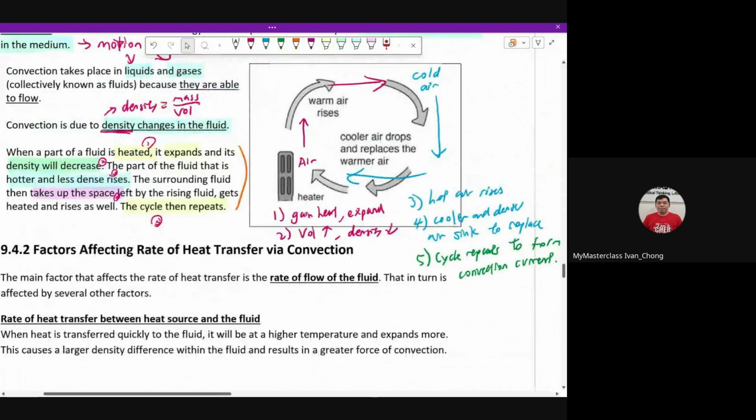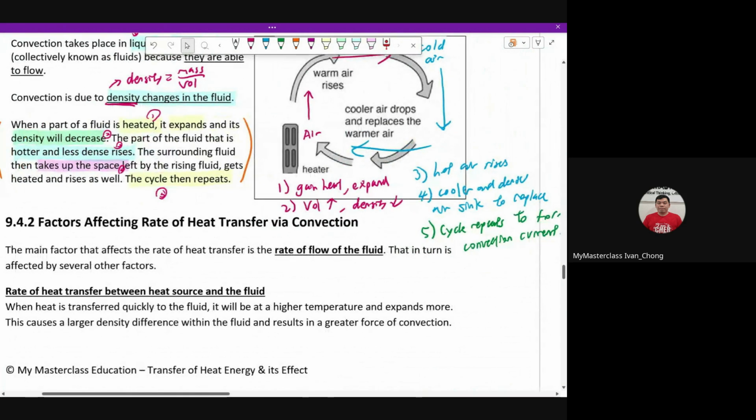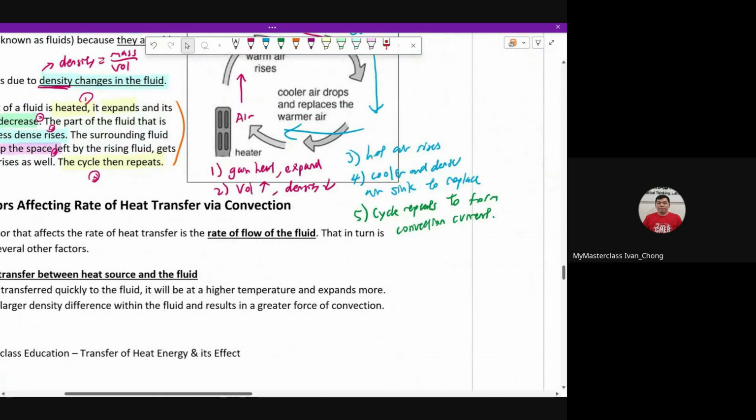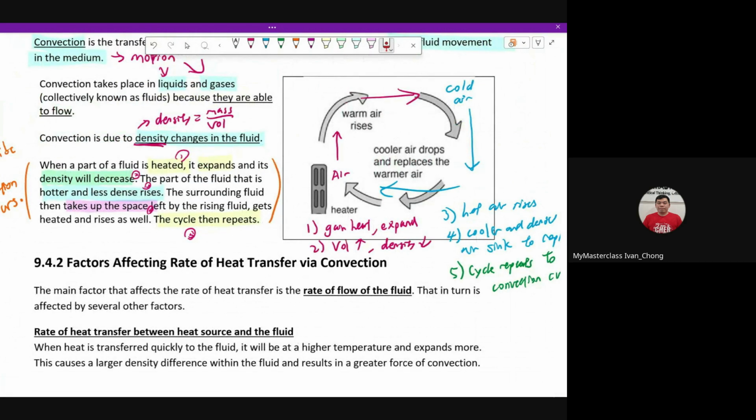Right, so basically it is your 5 steps, just that it's a little bit more in detail, but the gist of the idea is all there. Hot air rises, cold air sinks to replace, and then the cycle repeats to form a convection current. A lot of students actually miss out the "to form convection current", so do remember that this circular cycle is what we call your convection current.